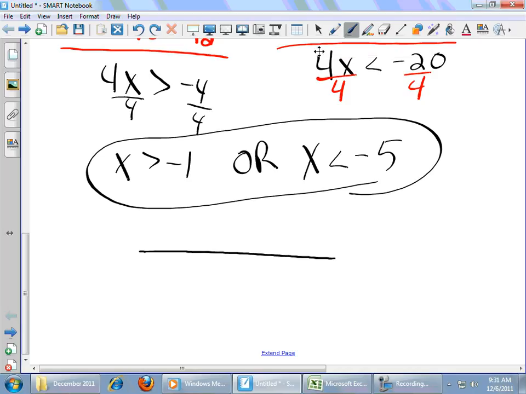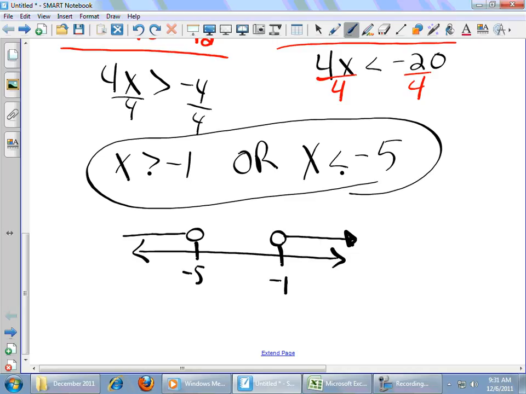All right, my number line. I'll put negative 5 on. I'll put negative 1 on. They're going to be open points, because they do not have an equal sign under them. Now, where are the numbers greater than negative 1? Well, they are to the right of negative 1. So that is how you graph the first part. The second part, I need x is less than negative 5.